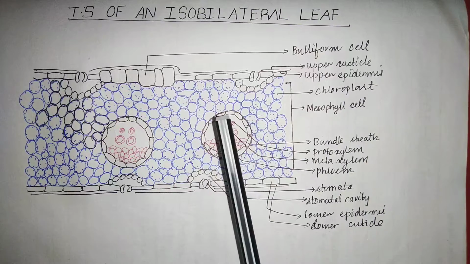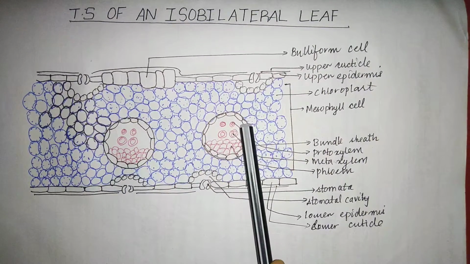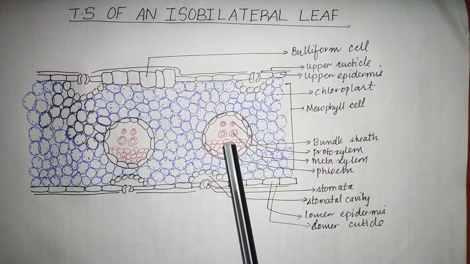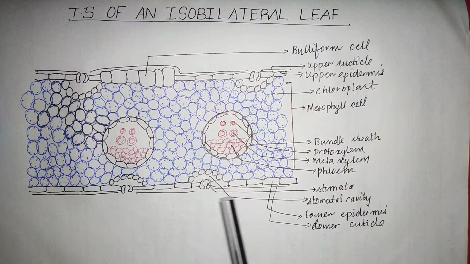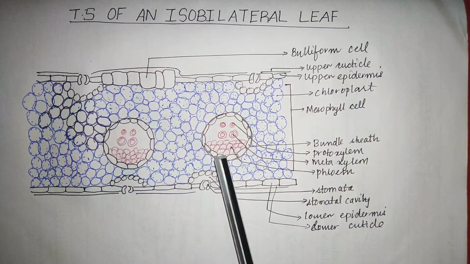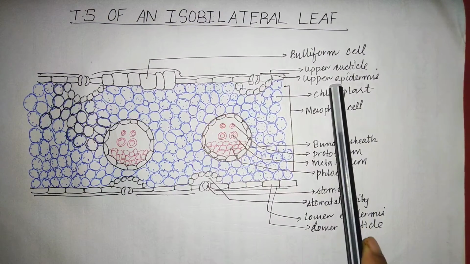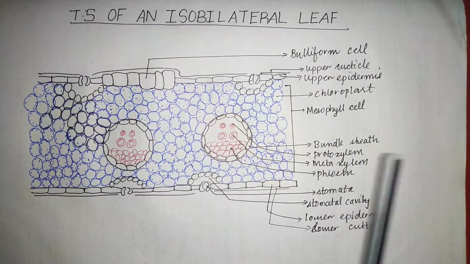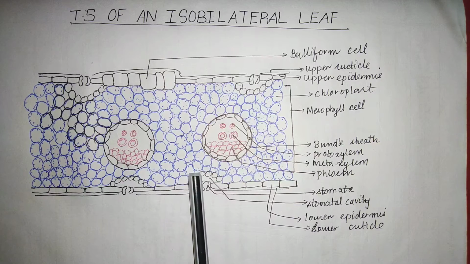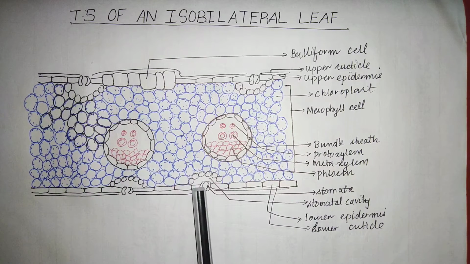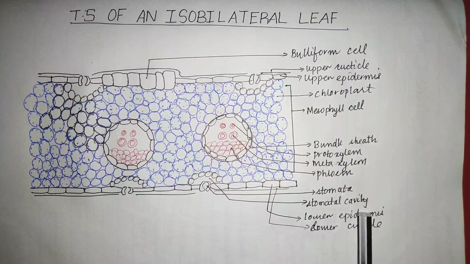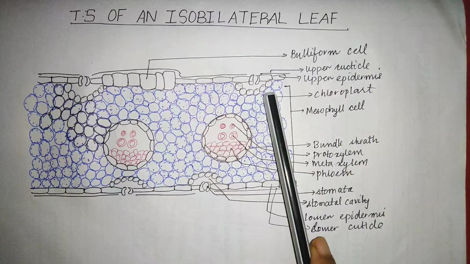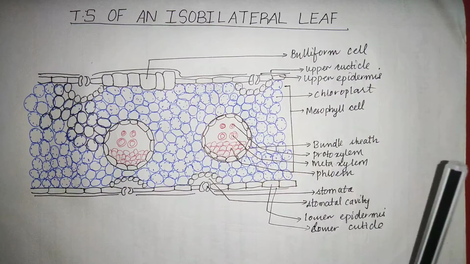The protoxylem of isobilateral leaf is present towards the peripheral side, and the metaxylem is present towards the central side. And here in the isobilateral leaf, each epidermis, that means the upper epidermis and the lower epidermis, consists of stomata and the stomatal cavity. The area where the mesophyll cells are absent is known as the stomatal cavity. So here each epidermis consists of stomata and stomatal cavity.